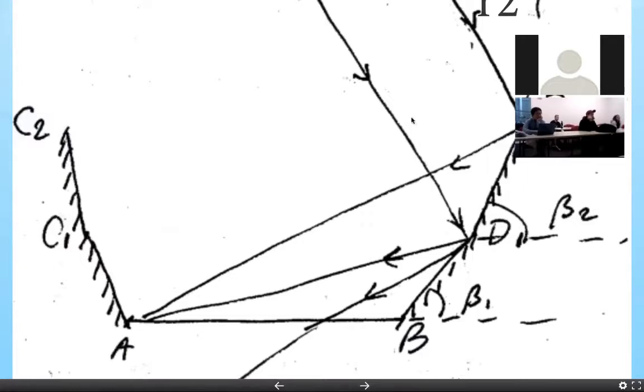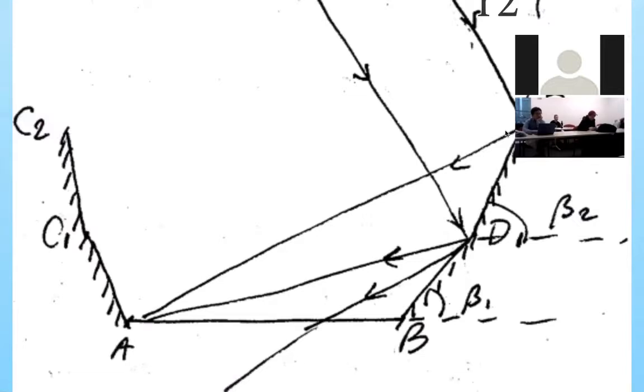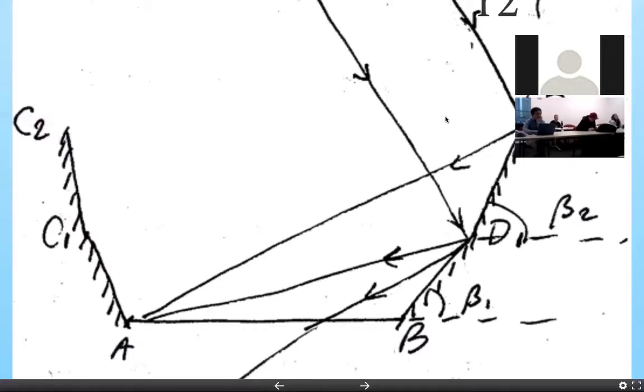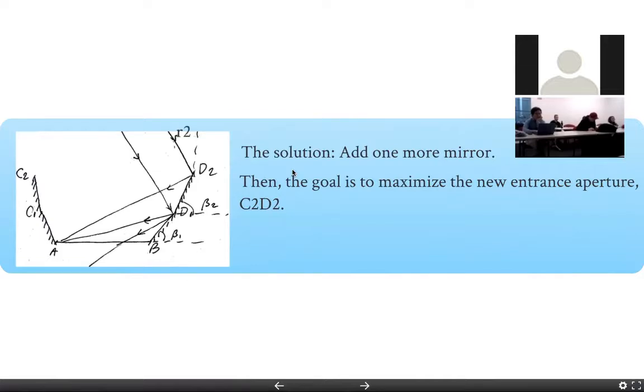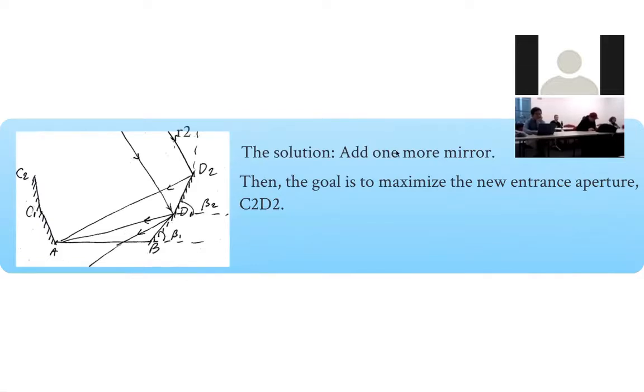Now, if my entrance aperture is larger, while my receiver size is the same, that means I have increased my concentration, right? Concentration factor is defined as entrance aperture divided by the receiver size, and receiver size doesn't change. So if I increase the entrance aperture, I've increased the concentration. Okay. By adding one more mirror, I have maximized the new entrance aperture to C2D2.